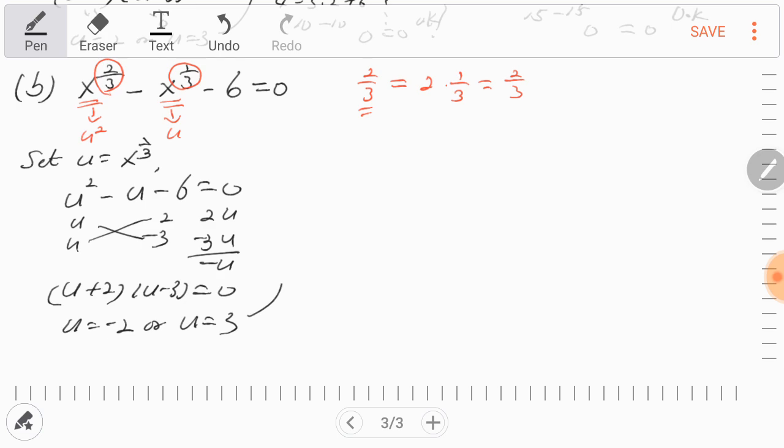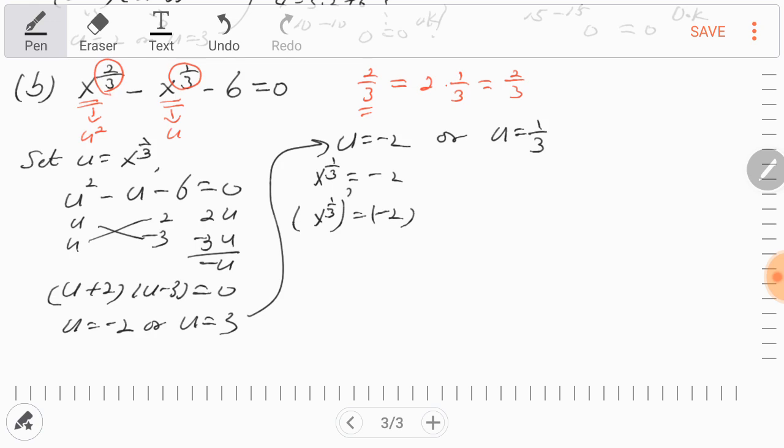Since u is negative 2 or u is positive 3, let's replace this u with x to the 1/3 power. So x to the 1/3 power is equal to negative 2. Then what do we do? We cube each side of the equation. Then x is equal to negative 8.